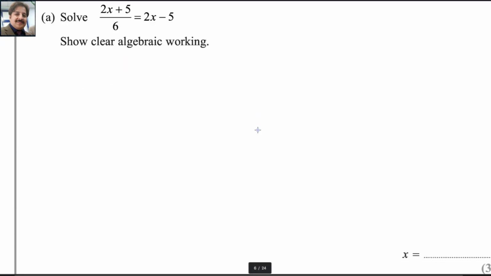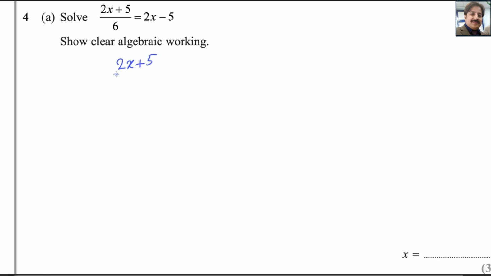Now question number 4. Solve (2x plus 5) divided by 6 equals 2x minus 5. So we need to find the value of x. We have here 2x plus 5 over 6 equals 2x minus 5. We will multiply by 6 to get rid of the 6. It implies 2x plus 5 equals, as the 6 multiplies both of these values, 12x minus 30.